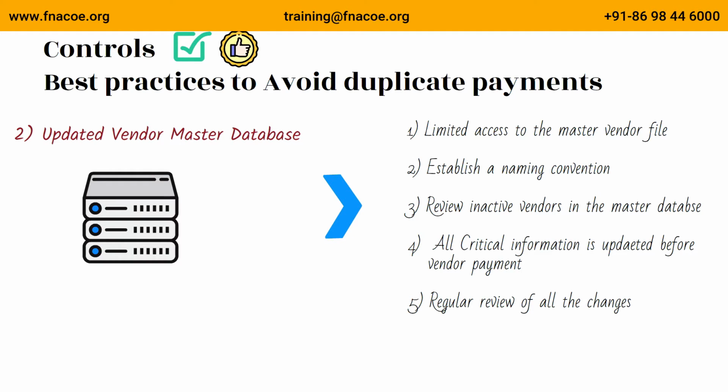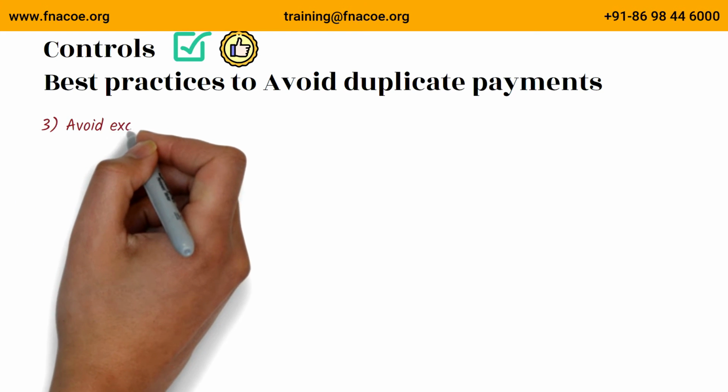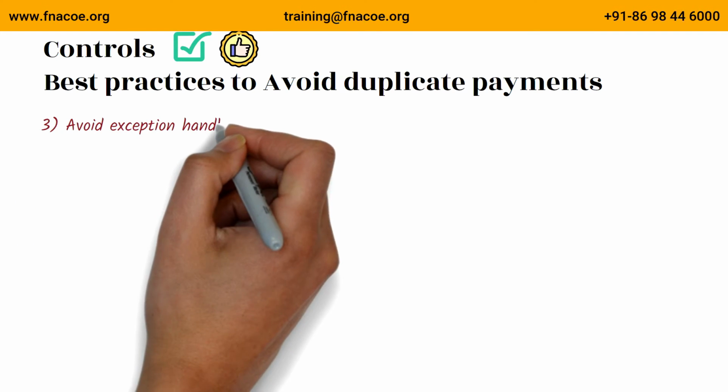This is just a simple example of how frauds are committed in accounts payable, and this is generally done by somebody who understands the master database very well and who is an insider, who has access to the master database. This generally happens when there is no maker-checker control in place.